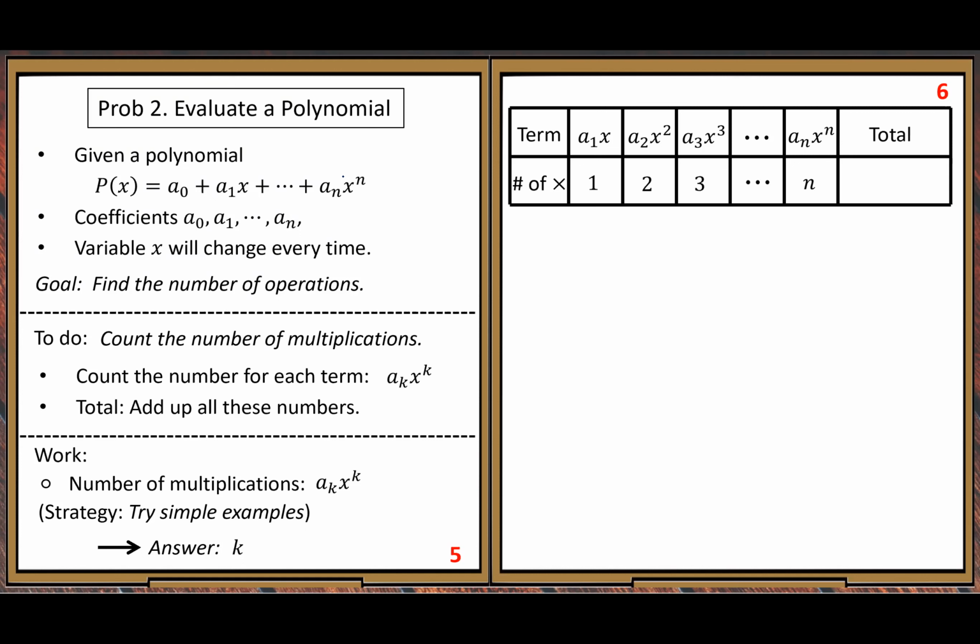accumulate, add up all the number of multiplications, 1 plus 2 through n. You know this formula, right? Simple formula. Okay. That's the formula. This many multiplications. To calculate this polynomial, we need this many multiplications. Okay, but we need to convert it to the number of units, time units. Then we can add the addition part, total number of units.